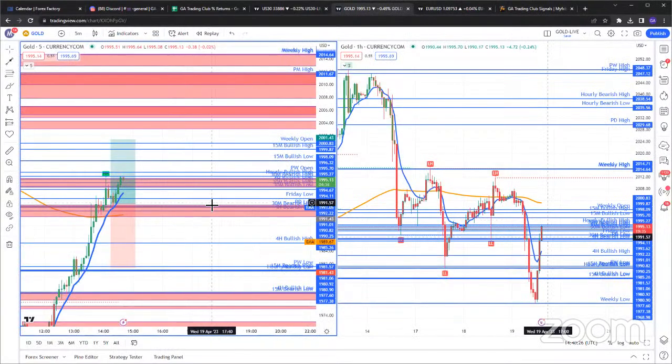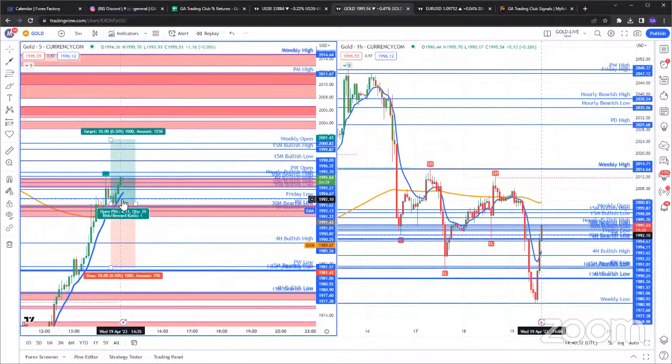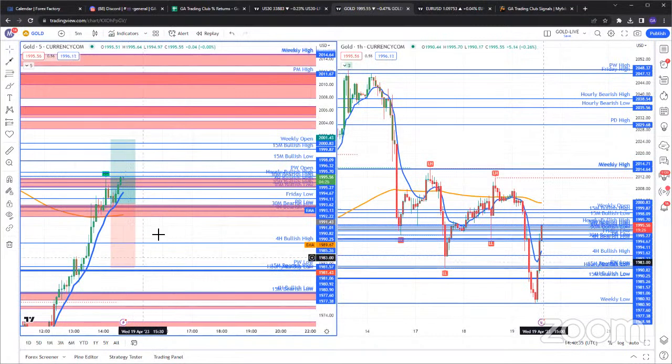Okay, so gold is still pushing up. So gold is in profit. For me, I exited early because I told you guys I was going with like a 1.5% risk. So for me, I just went for a 30 pips take profit. So I'm already out for the day on that particular trade.